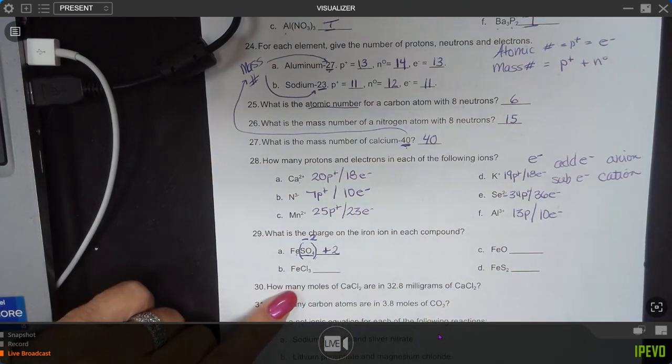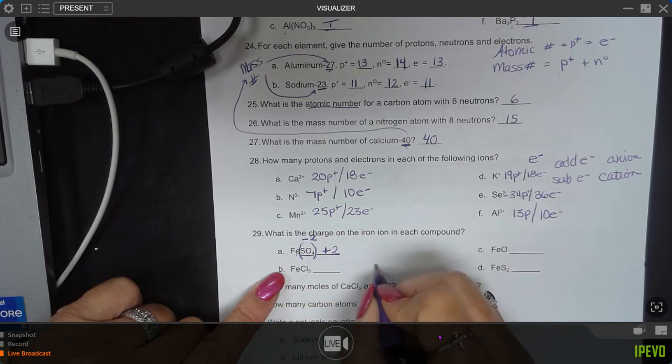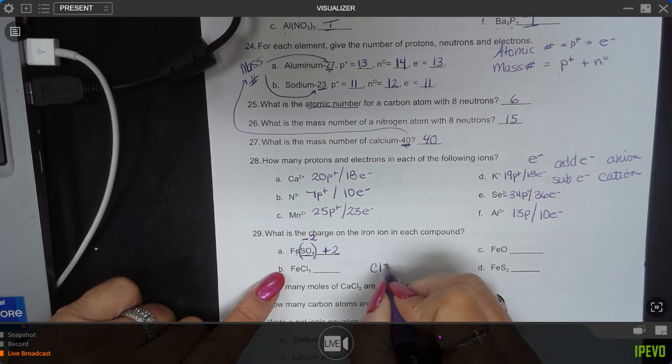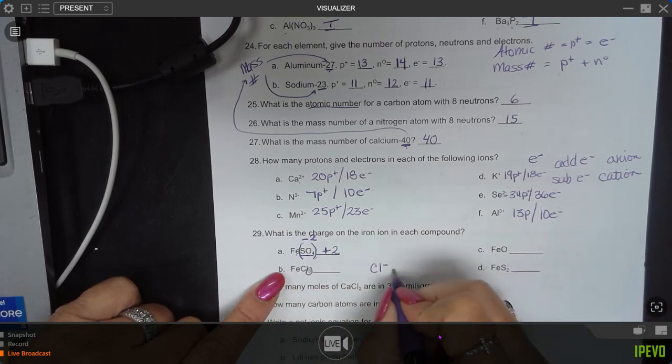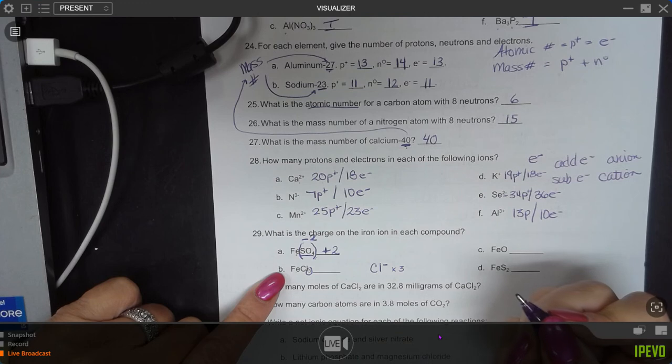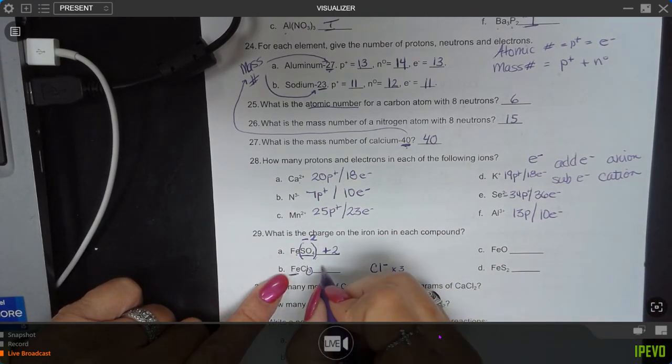All right, the next one, letter B, iron chloride. Again, chloride, if we look on the periodic table, forms -1 ions. We have 3 of those. So that's a total of -3. We have 1 iron that has to balance that, so the iron has to be +3.